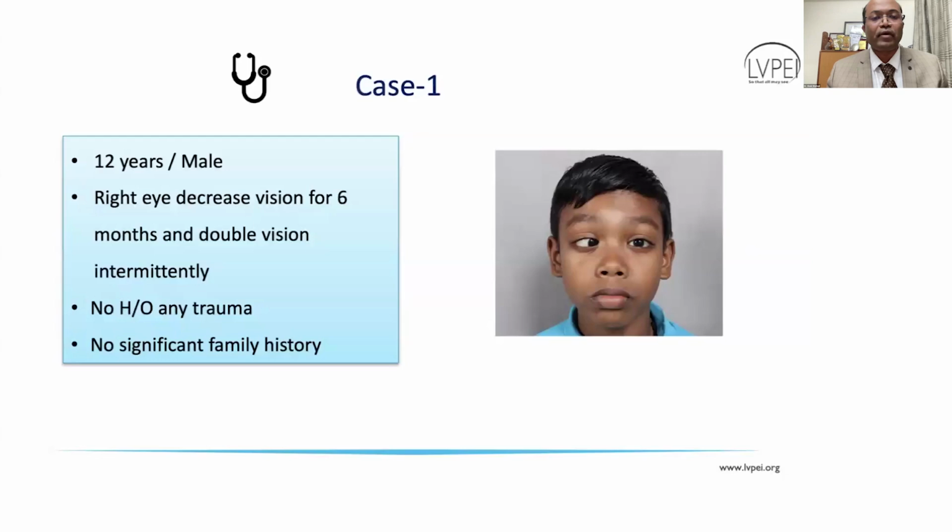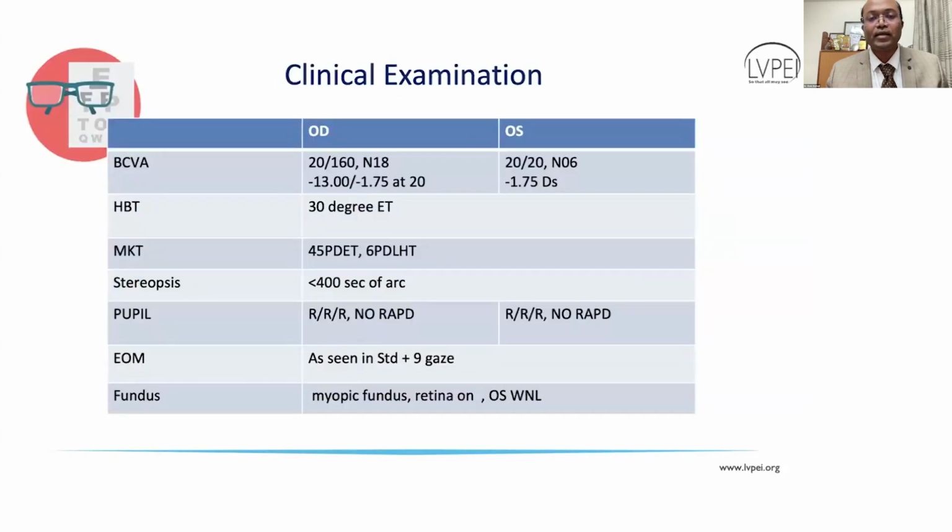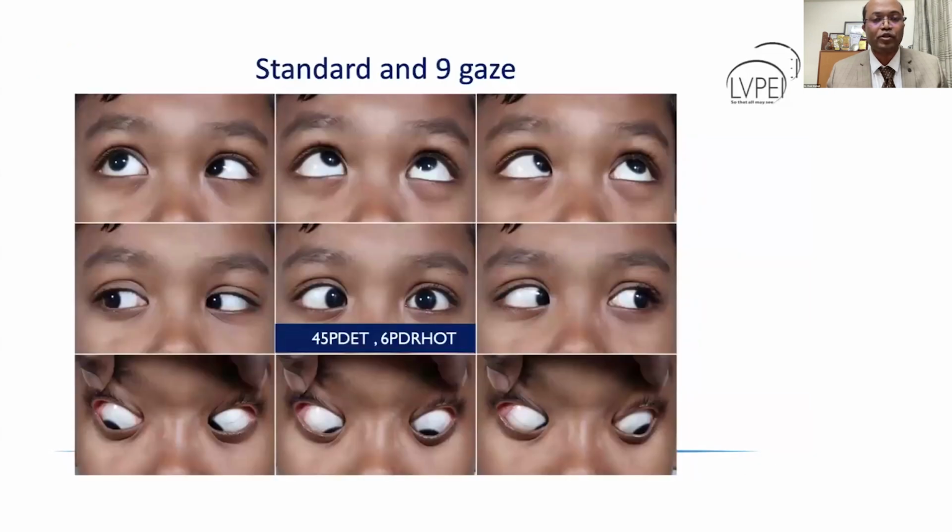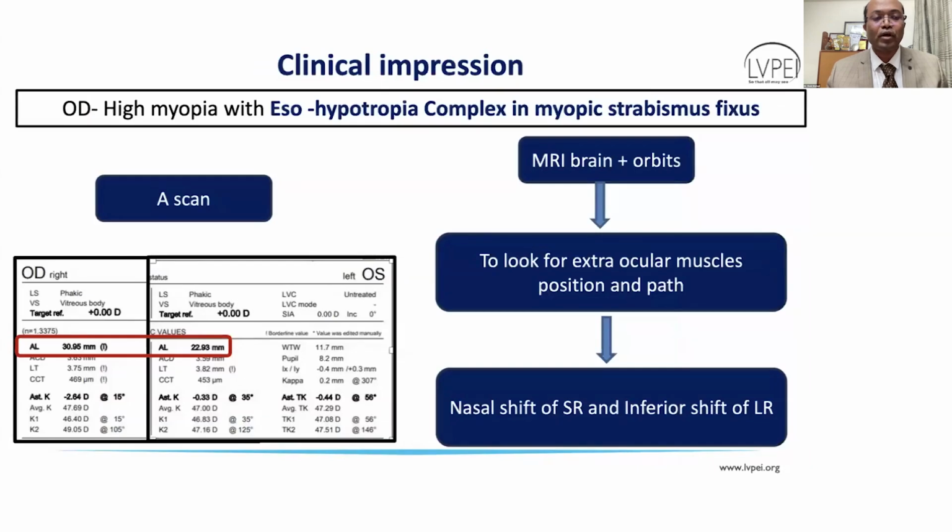We will start with the first case, a 12-year-old male child who presented to me with right eye decreased vision for 6 months, and he had double vision intermittently. There was no history of trauma, no significant family history. On examination, you can appreciate he has very high myopia in the right eye. He has a hypertropia complex of almost 45 and 6 prism diopters respectively, as you can appreciate here. His A-scan showed a 30.95 millimeter axial length.